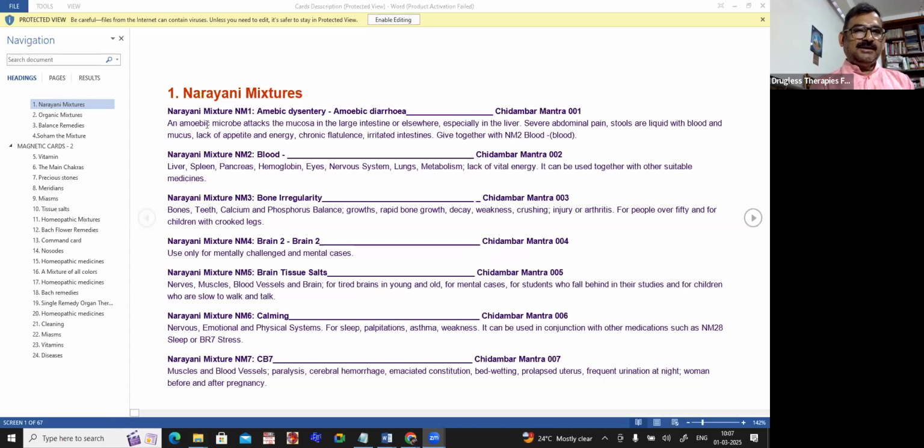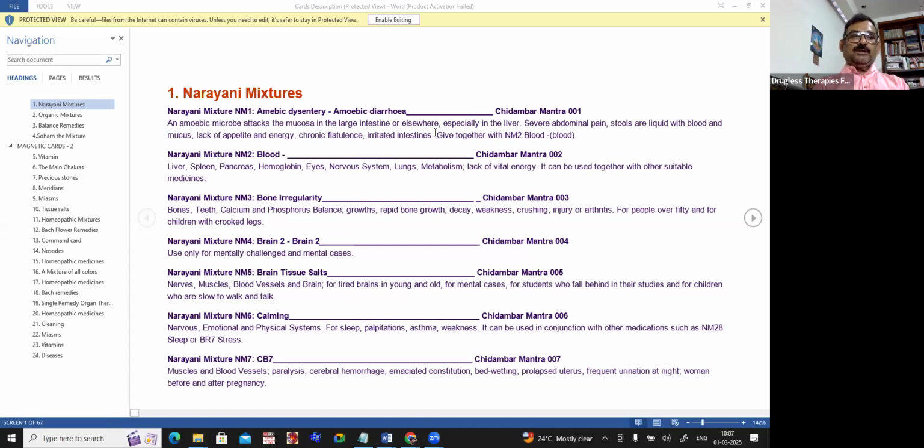See, for example, NM1. NM1 is for amoebic dysentery. You know what is meant by amoebic dysentery? Yes, mucus in the stools and cramps and everything. It is clearly written here. Amoebic dysentery attacks the large intestine or elsewhere, especially the liver. Severe abdominal pain. Stools have mucus, with liquid, loose motions, and sometimes blood in severe cases, and lack of appetite and other things.